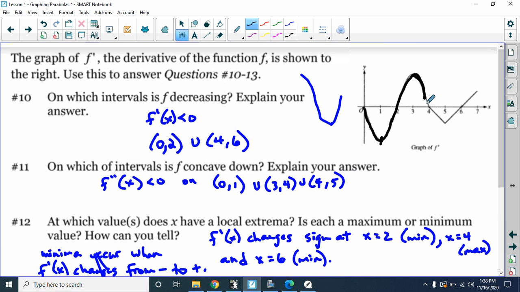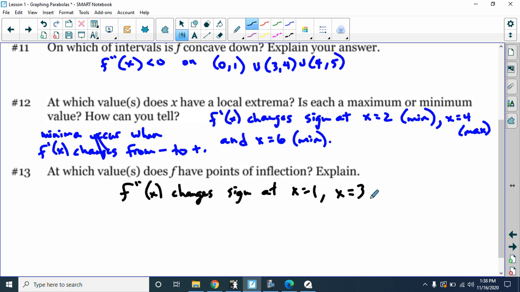Slope is negative, undefined, but still negative. It did not change at 4. Slope of the graph is negative, undefined, now positive. The slope changed also at 5. So we are looking for where the second derivative changes sign, which would be the slope of that graph. It changes sign at 1, 3, and 5.